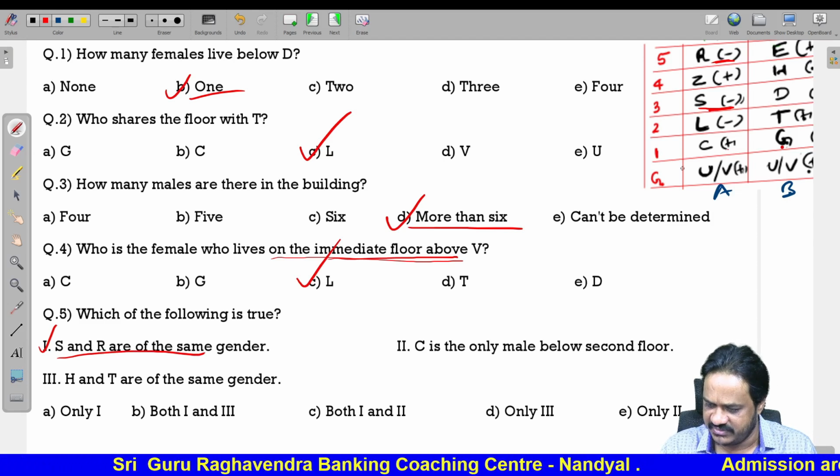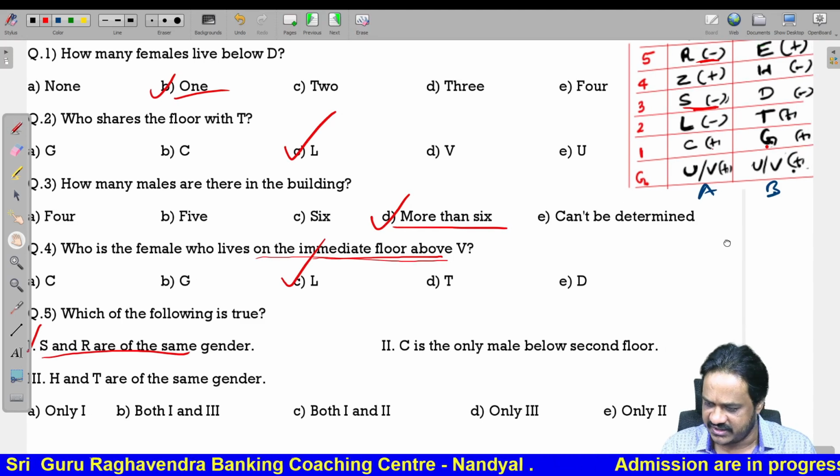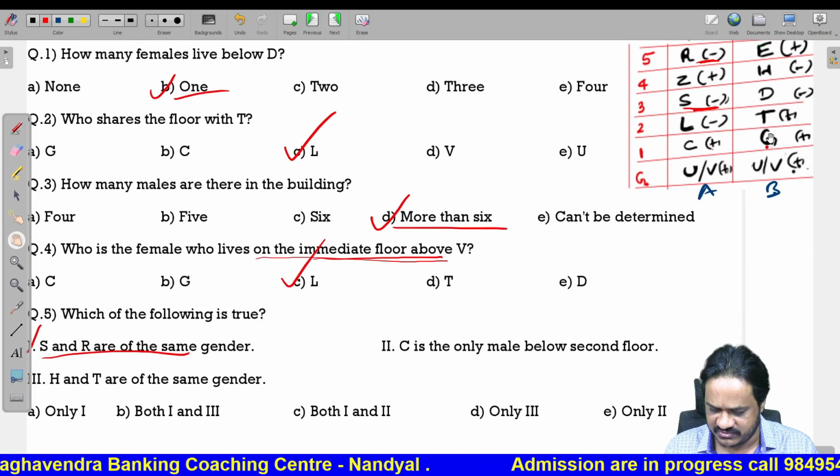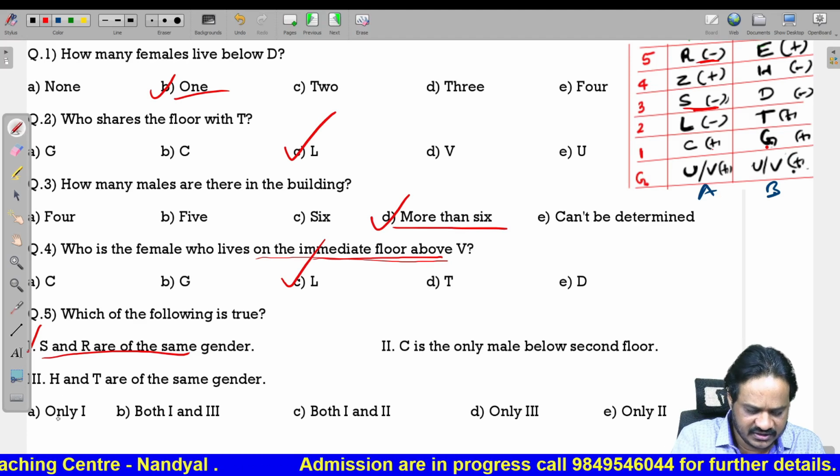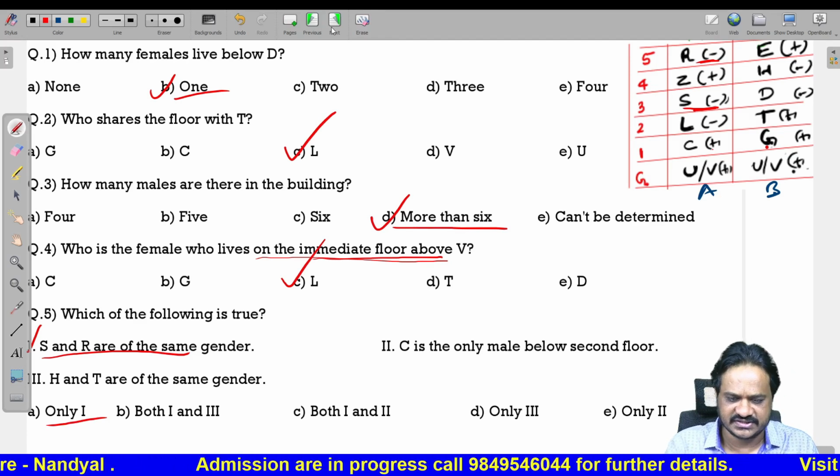C is the only male below the second floor. Is C the only male? So that is not correct. We are having C male, G also male. H and T, they are of the same gender. That is also not correct. So only one is definitely correct.